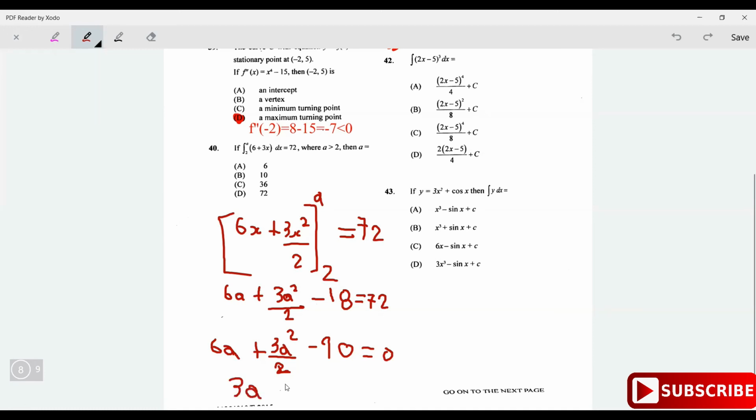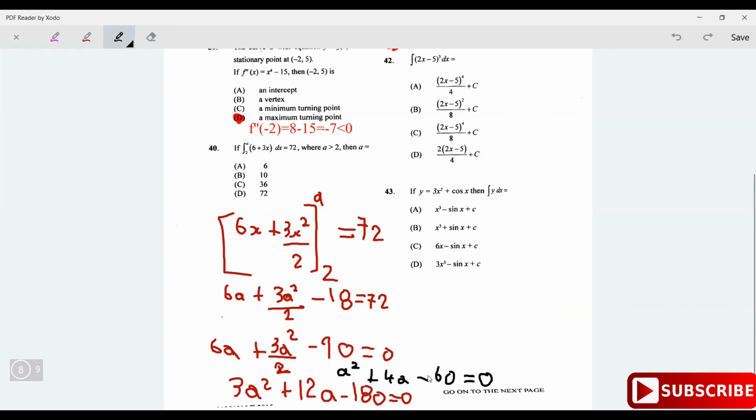3a squared plus 6a times 2 is 12a. Multiply 90 times 2, I get minus 180. And that is, of course, equal to 0. And then I divide through by 3. Dividing through by 3, what I'm going to get is a squared plus 4a minus 180 over 3, which is 60. So that is equal to 0.